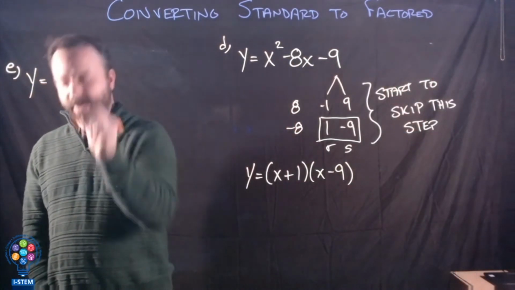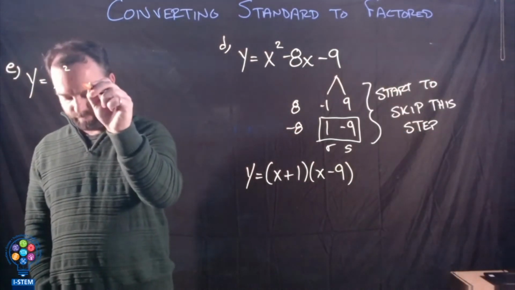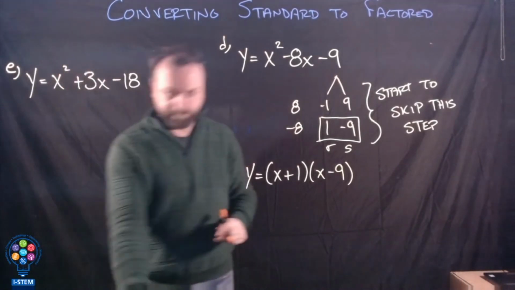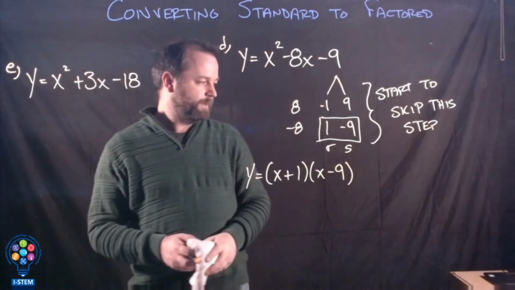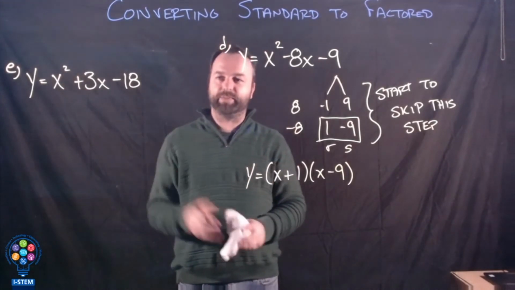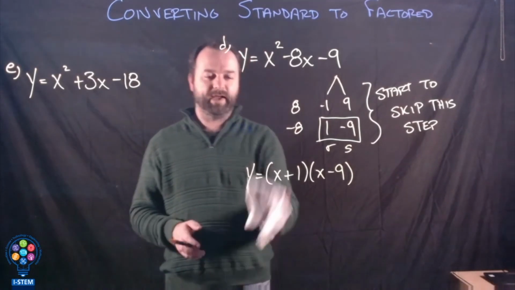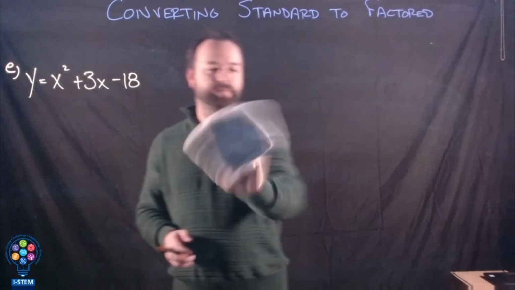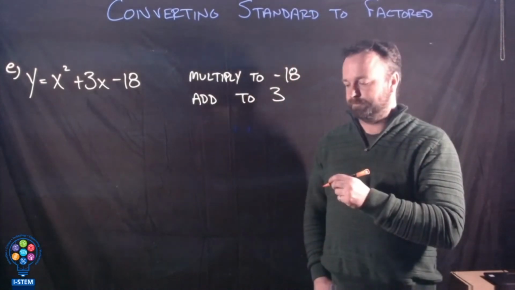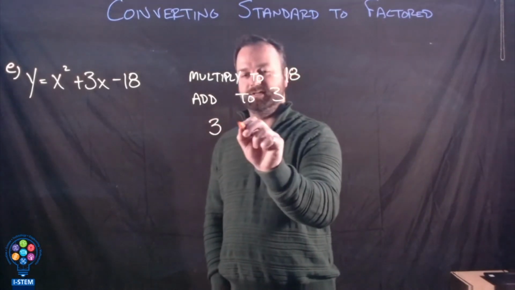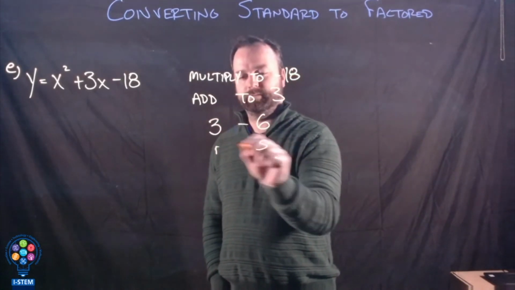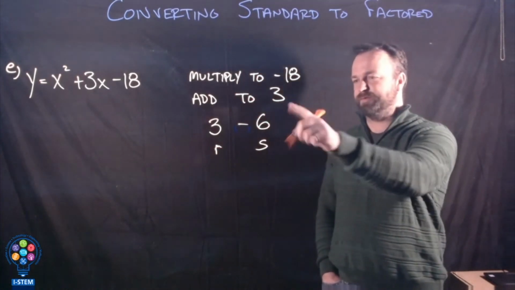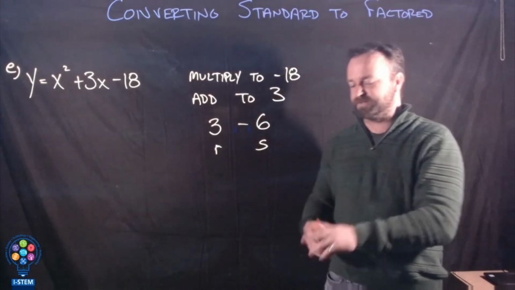Question E, y equals x squared plus 3x minus 18. So see if you can think about two numbers that multiply to negative 18 and add to 3. Two numbers that multiply to negative 18 and add to positive 3. 3 and negative 6. So 3 times negative 6 is negative 18. I think 3 plus negative 6 is negative 3, not positive 3.